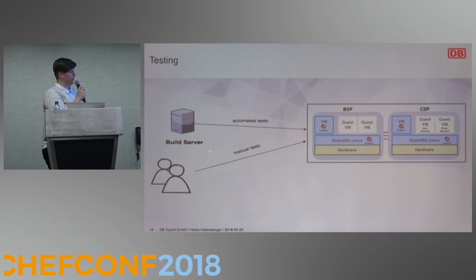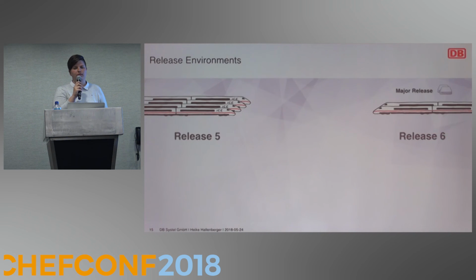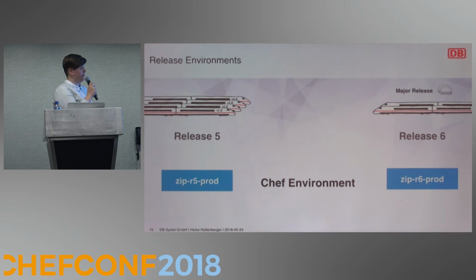The testing, we have a lot of automated tests. They are mostly written as ServerSpec tests, but we also have some manual testing, especially for the hard drive changes. How do we guarantee that the trains don't get the latest cookbook version we release? We work with Chef environments. So we pin the cookbook version in the environments. So a train that is on release 5 only receives the cookbooks that are in this release 5 environment. And as soon as a new major release is deployed to the trains, these trains get the cookbooks that are in the release 6 environment.